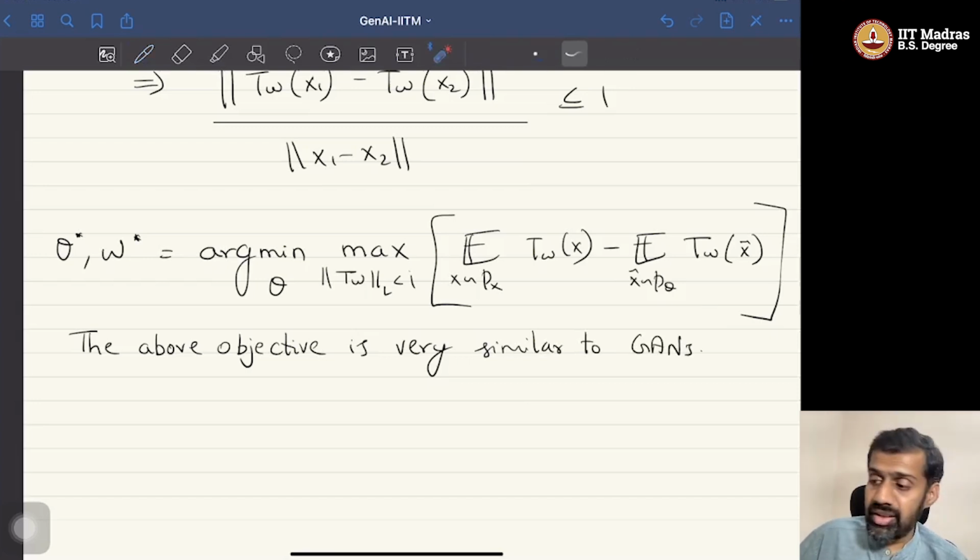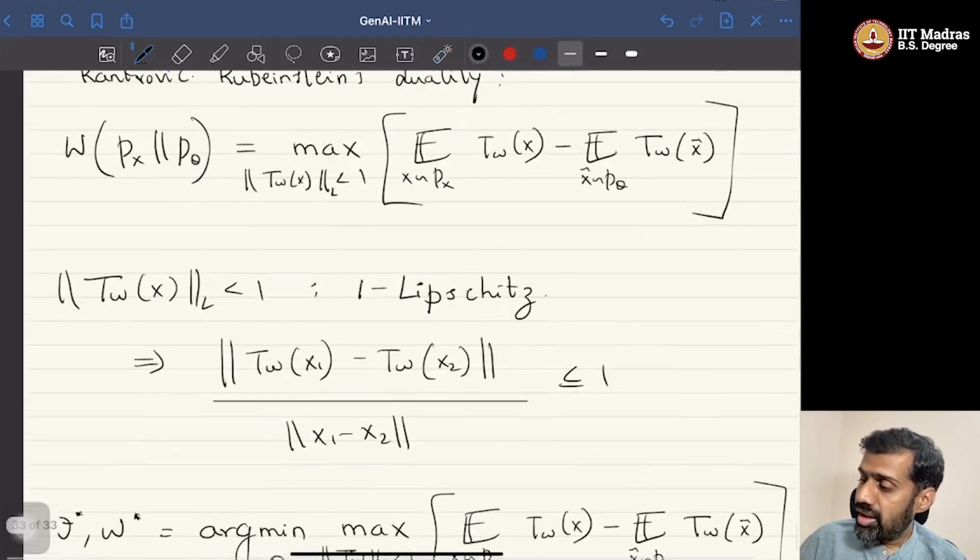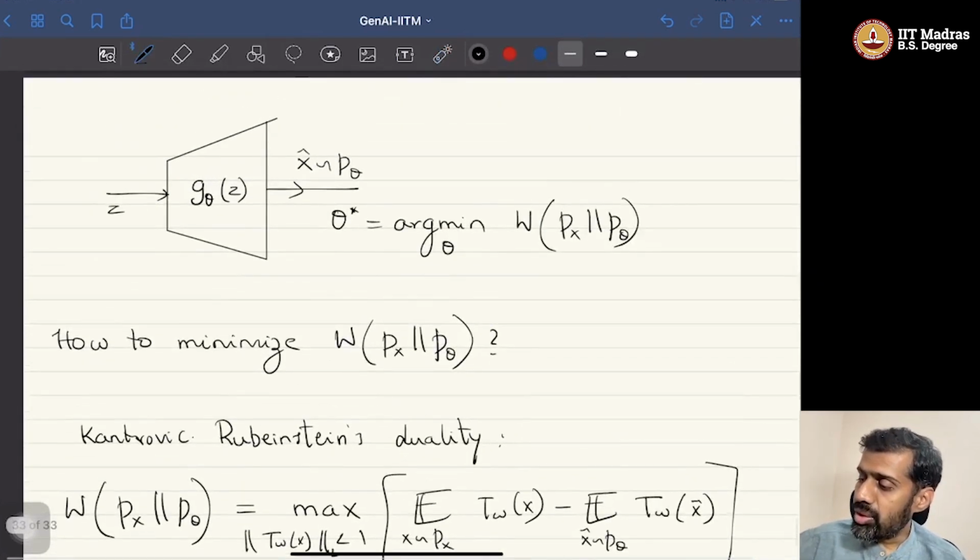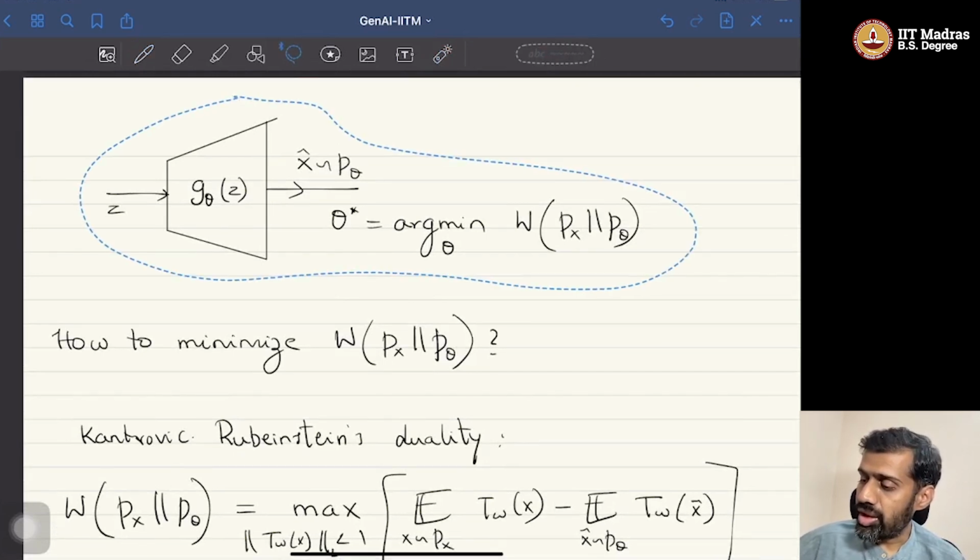But with the only constraint that the discriminator network has to be 1-Lipschitz. Of course, there is no f star here, right? That way the loss looks slightly different, but it's extremely similar to the GANs, and that is why this architecture or this method is also called the Wasserstein GAN, or WGAN in short.